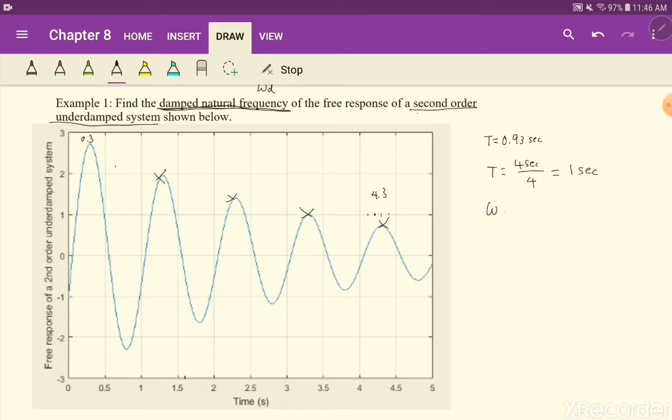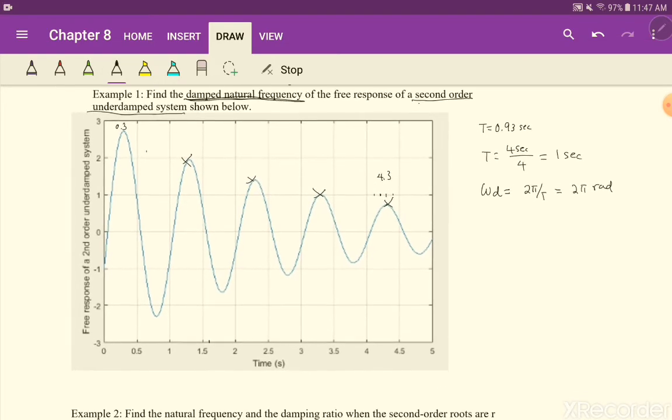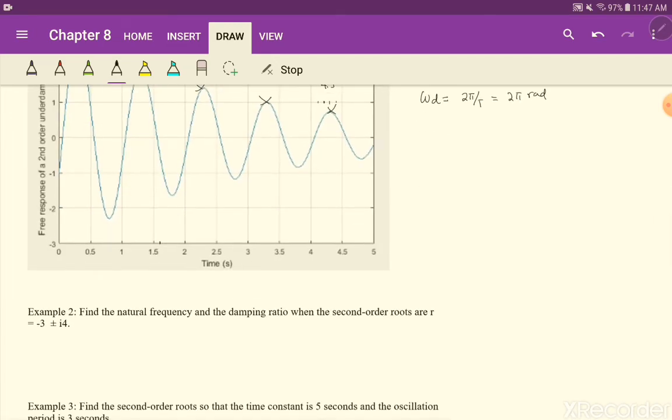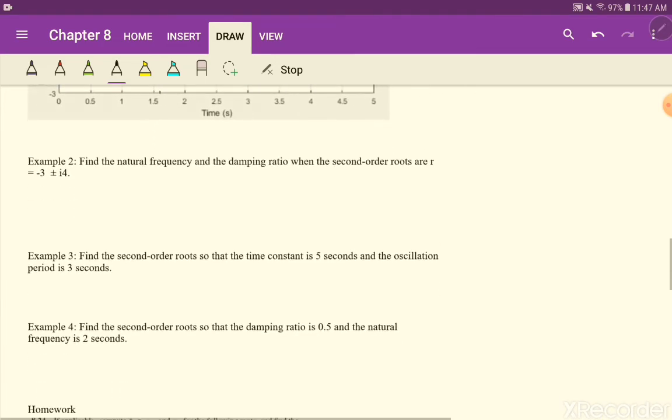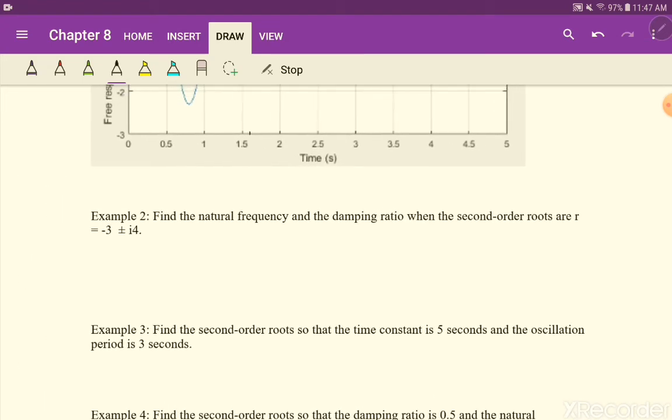So what's the damped natural frequency? How do you go from T to omega? It's equal to 2 pi over the period, which is 2 pi radians per second. I'm pretty sure this is the correct number, a 1 second period. Why? Because I generated this plot and made sure all my answers were whole numbers. Now the rest of them don't have any pictures.